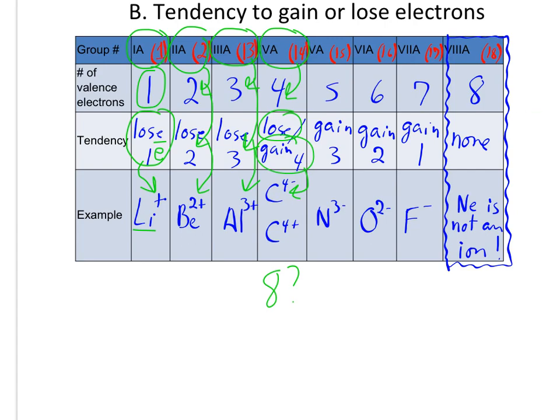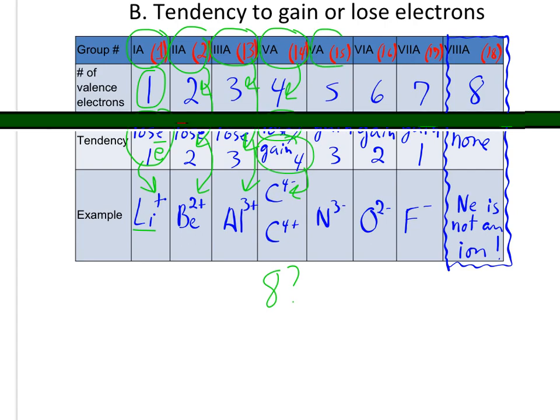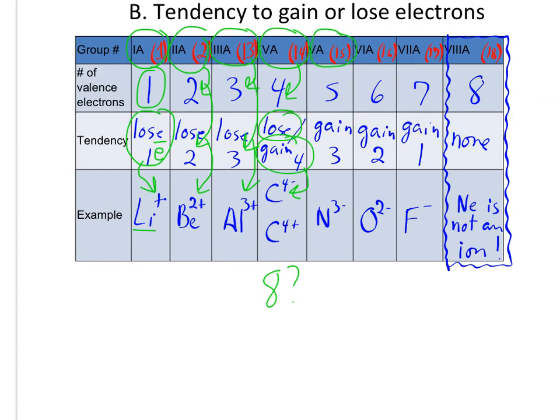For the other groups, it's a different story. In group number 5, they all already have 5 valence electrons, so they're getting closer to 8 valence electrons already. So what do you do if you already have 5? You gain 3 electrons and you become negatively charged, negative 3.